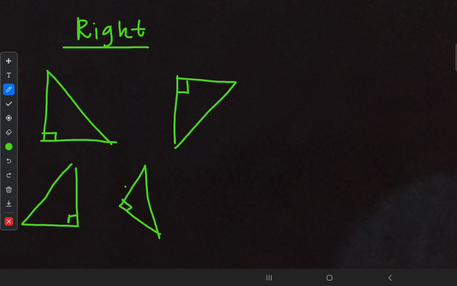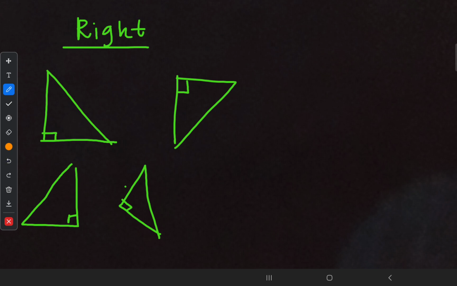The major condition for a right triangle is that one interior angle of the triangle should be equal to 90 degrees. We can specifically indicate the 90 degrees by using a small box, a small box kind of shape.